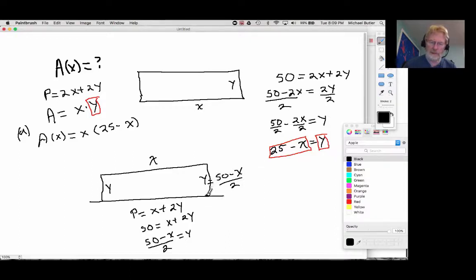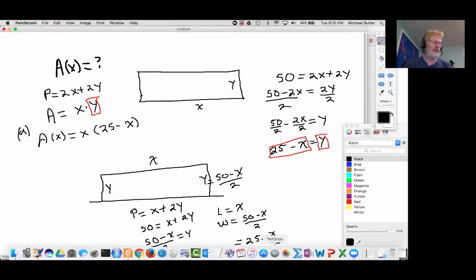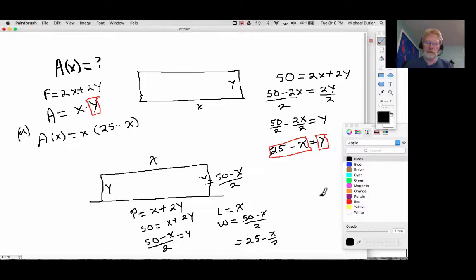Because that's what the y is equal to. So in other words, my length would be equal to x, and my width would be equal to 50 minus x over 2. If you wanted to, you could simplify that and write it as 25 minus x over 2, and that's fine also. Either of those is good. Okay. Well, that makes a lot more sense now.